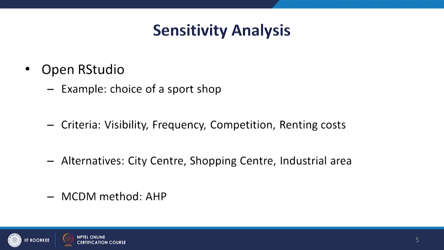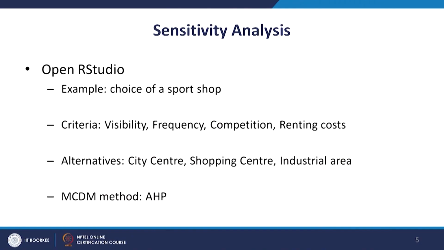visibility of the shop, meaning how many customers are going to be able to visually locate the shop; frequency, the number of targeted customers visiting around that area; competition, whether there are any other sports shops nearby in the same region; and renting cost, how much rent you will have to pay for that locality. Depending on these 4 criteria, we are going to decide which is the best alternative among these 3: city center, shopping center, industrial area.